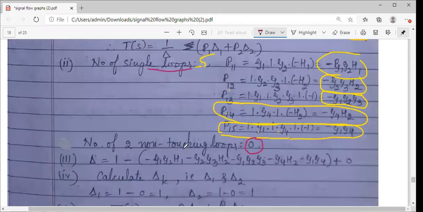Single loops identified, 2 non touching loops. Similarly, if you go for 3 non touching loops and so on, all are 0, 0, 0. So stop here. Then going for the next step, delta. What is delta? 1 minus sum of gains of single loops.